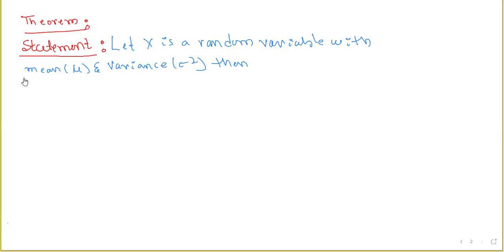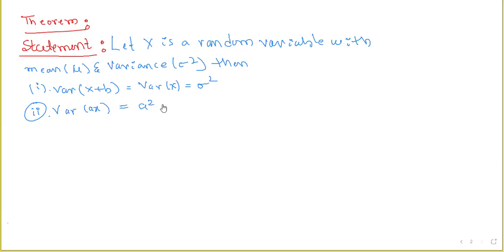Then, first one, variance of x plus b, which is equal to variance of x. Variance of x means only sigma square. Second, variance of ax is equal to a square into variance of x. This is nothing but a square, as variance of x means sigma square.